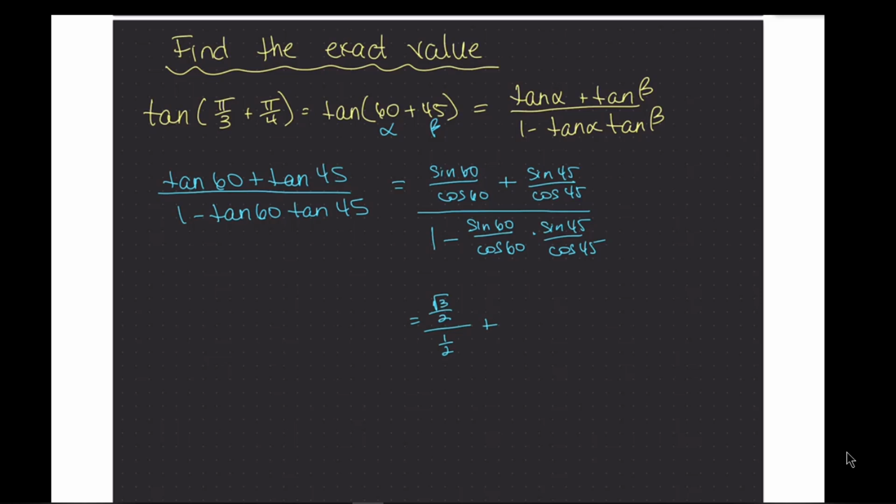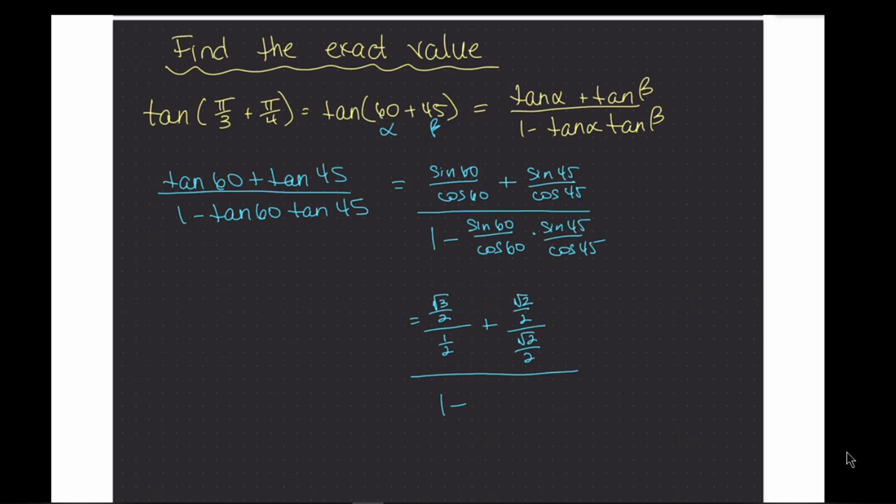Plus, now we got to do it for 45. What's the sine of 45? Square root of 2 over 2. What's the cosine of 45? Square root of 2 over 2. Right. All over. We're just going to keep this going.